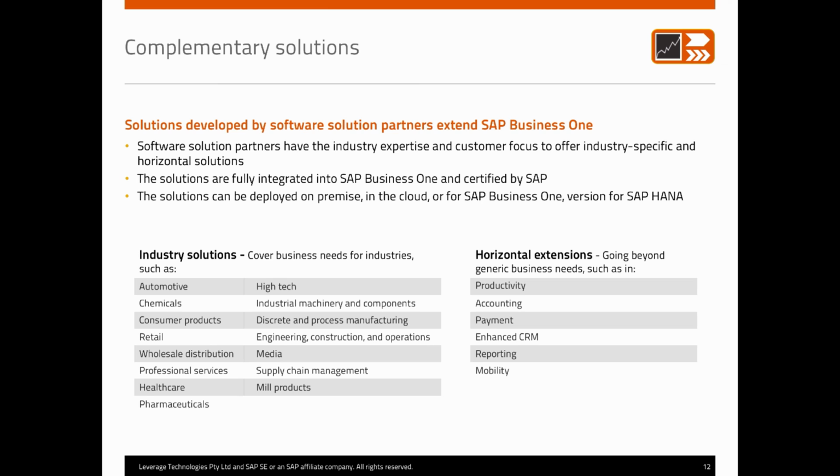Complementary Solutions, again, extending the application out. These solutions are available for all kinds of different industries, from automotive to high-tech, industrial machinery and components to supply chain management, professional services to pharmaceuticals. And then, of course, not only do we have these industry solutions, but there are horizontal extensions, if you like, that take the core functionality of SAP Business One and enhance it to deliver additional productivity, to build more flexible accounting processes if you have a need for a level of complexity in your organization, in your business processes, payment engines, enhancements to the customer relationship management, and so on.